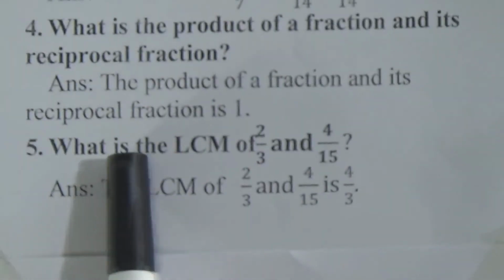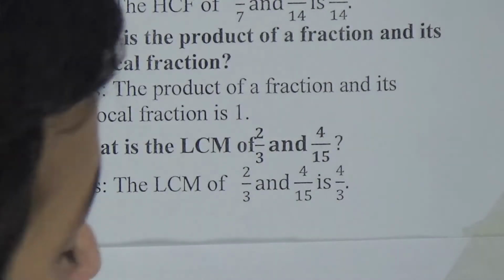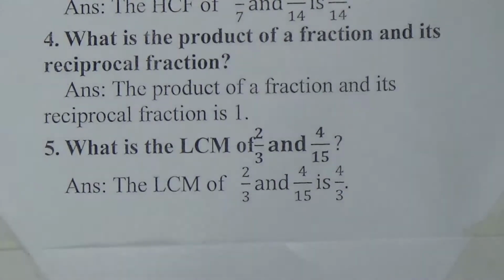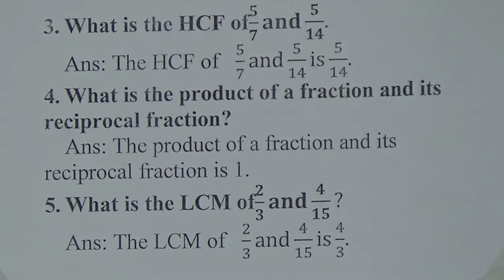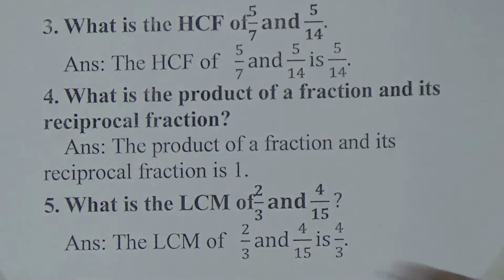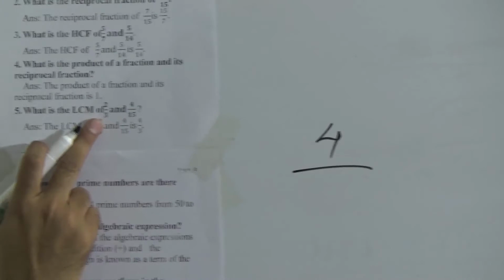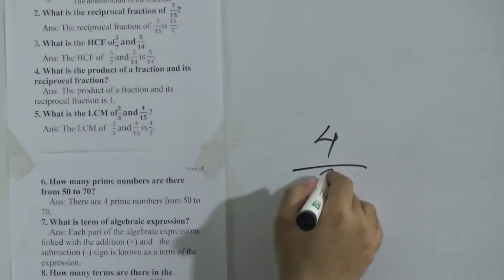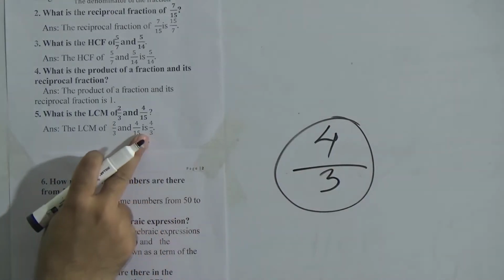Question 5. What is the LCM of 2 by 3 and 4 by 15? Dear students, you know for the LCM of two fractions we have to take the LCM of the numerators and the HCF of the denominators. Here the LCM of the numerators 2 and 4 is 4, and the HCF of 3 and 15 is 3. So our required answer is 4 by 3. I have written it here. Okay.